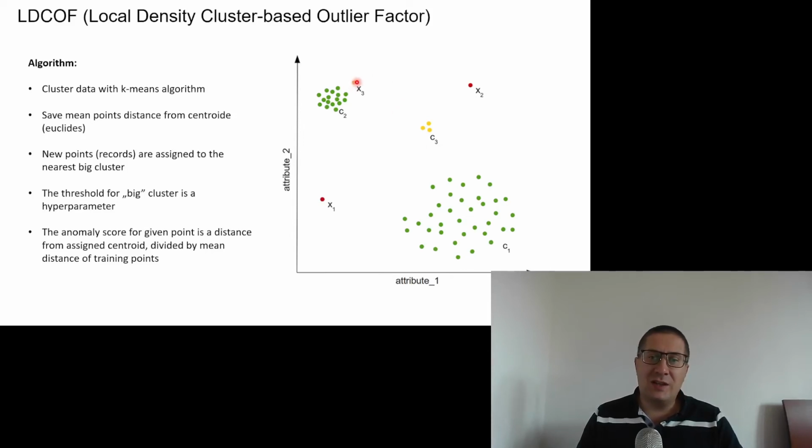Okay, so if we take x3, the closest cluster to x3 is C2. It's a big cluster. Then the anomaly score for a given point, in this particular case x3, is calculated based on the distance from the assigned centroid, so the centroid of C2 is somewhere here, divided by the mean distance of training points. So if the distance from x3 to the centroid is essentially higher than the average distance of other points, then we can say x3 is an anomaly. So the locality, the closest context of the x3 point, is taken into consideration in this method.